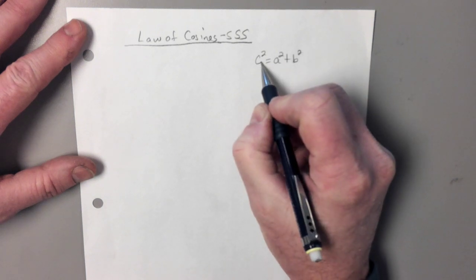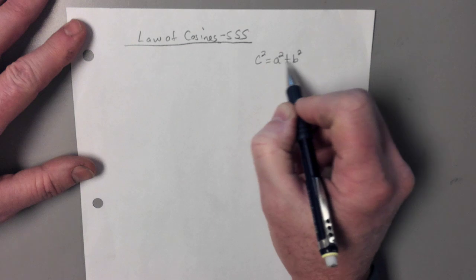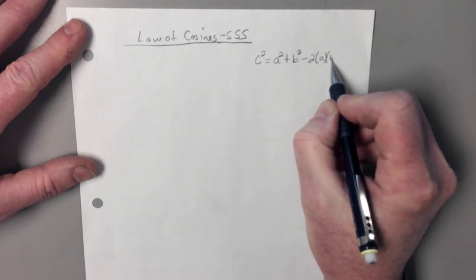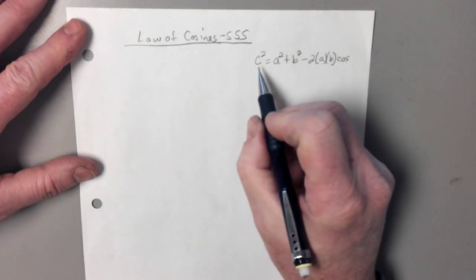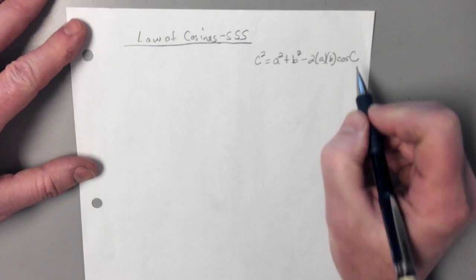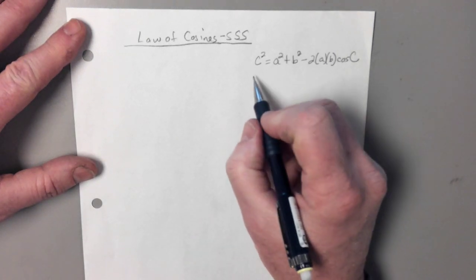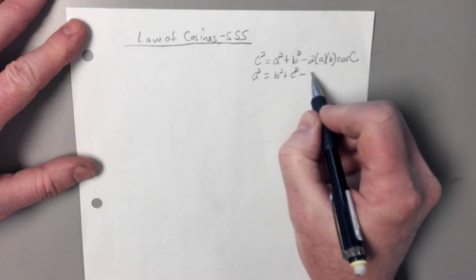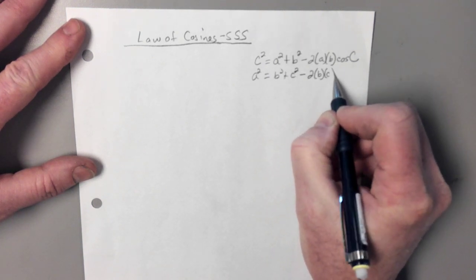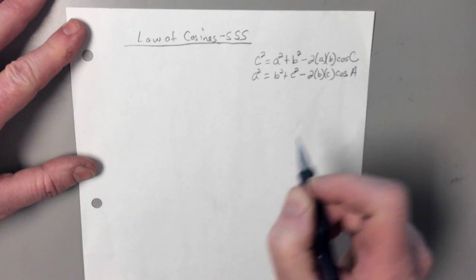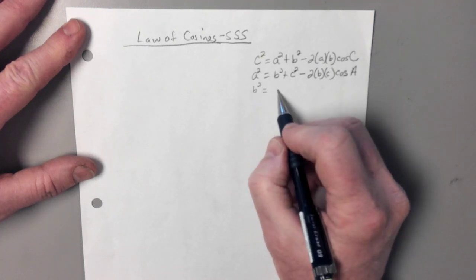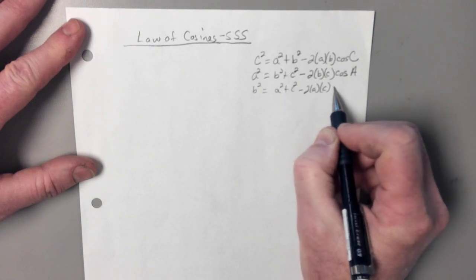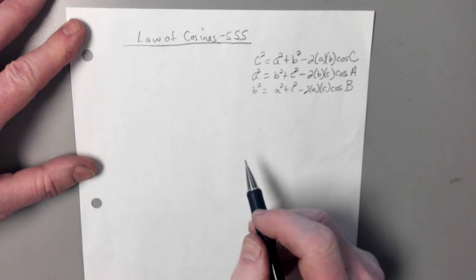It's just that one side squared is equal to the sum of the other two sides squared minus 2 times those two sides multiplied together times the cosine of the angle opposite this side that we have out here. So that would be C. The other form would be a squared equals b squared plus c squared minus 2 times b times c times the cosine of angle A, or b squared equals a squared plus c squared minus 2 times a times c times the cosine of angle B.